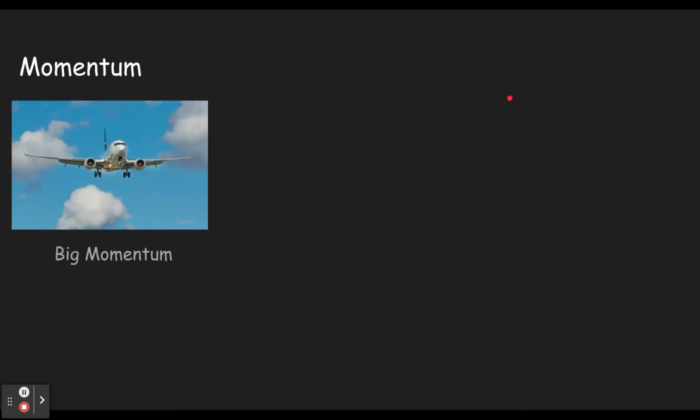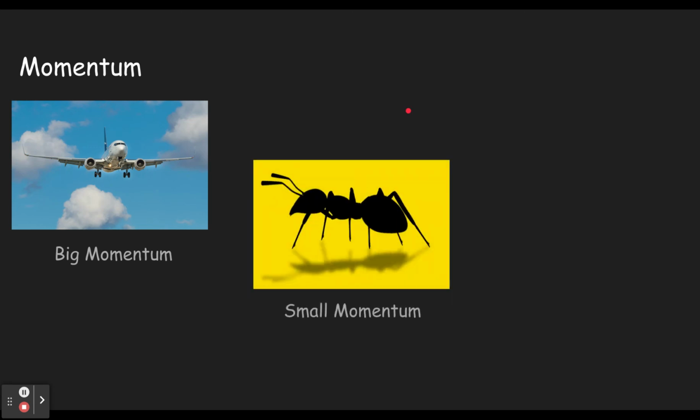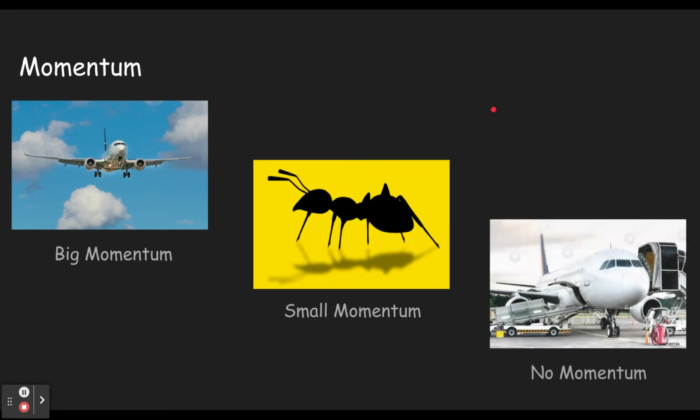All right, so just a couple of examples here. A plane flying through the air would have a big momentum because it's both very massive and it's moving very quickly. An ant crawling along the floor would have a small momentum because it's got a very small mass and a very small velocity. And a plane sitting at the taxi at the terminal would have no momentum because it's not moving. Okay, so keep in mind you have to have both.